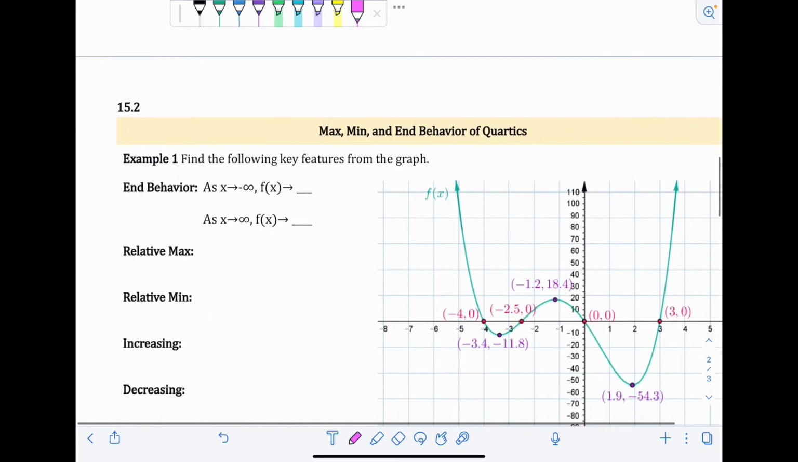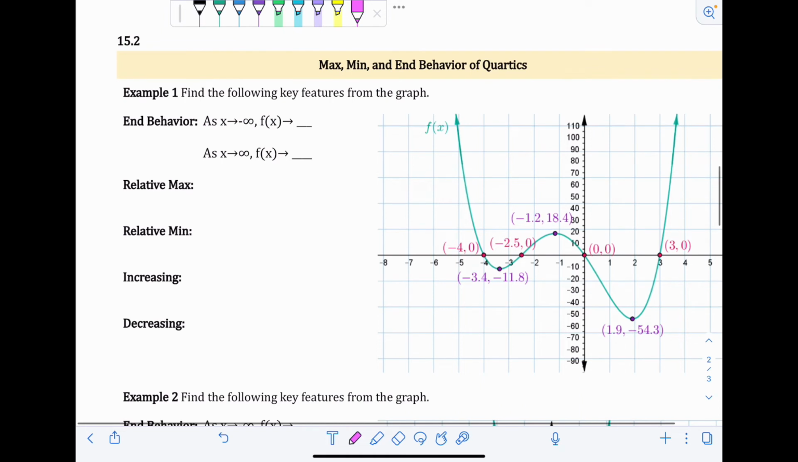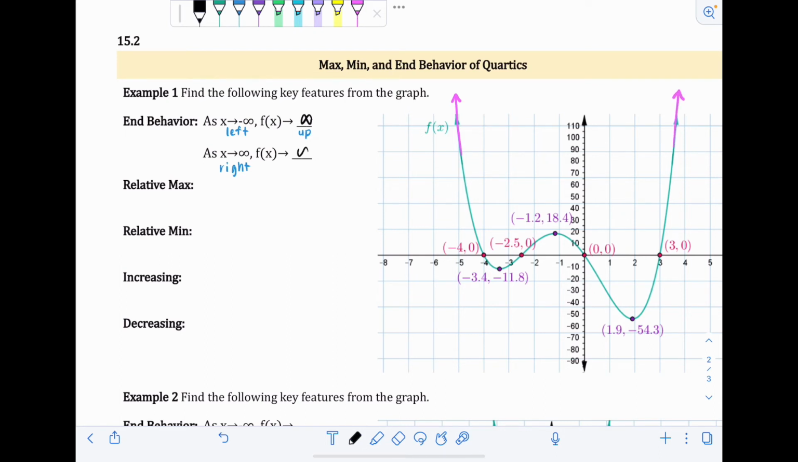Okay, so 15.2, this is identifying all these key features of these same graphs that we were just looking at. So example 1, we're going to find end behavior, relative max and min, and where it's increasing or decreasing. For end behavior, remember that's which way the graph is finishing, up or down. For the first line, as x approaches negative infinity, that's the left side of the graph because all the x values are getting smaller. What is f of x doing? The left side of my graph is going upward, so f of x is approaching positive infinity because that means up. And then the second line, as x approaches infinity, that's to the right because the x values are getting bigger. On the right side of my graph, it's finishing up as well, so f of x should be going to positive infinity also.